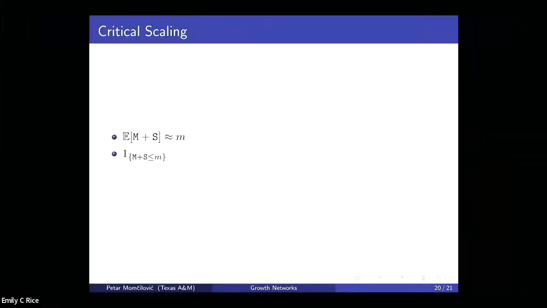This line is what's called critical scaling. This says that this expected value of m plus s is roughly m, and that says that this indicator sometimes is 0, sometimes is 1. In all my regimes, it was either 0 or 1. But when you're exactly on that line, the probability that this is true is maybe some fixed number, 20%, 40%, 80%, something like that. And then things need to be much more delicate in estimating expectations.